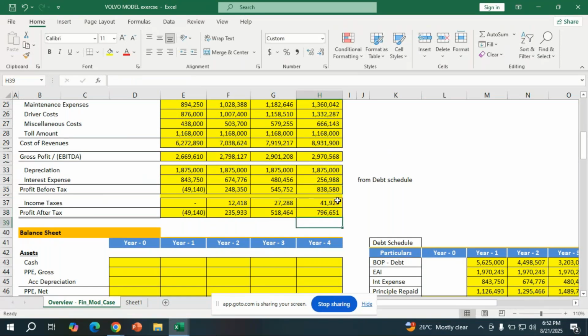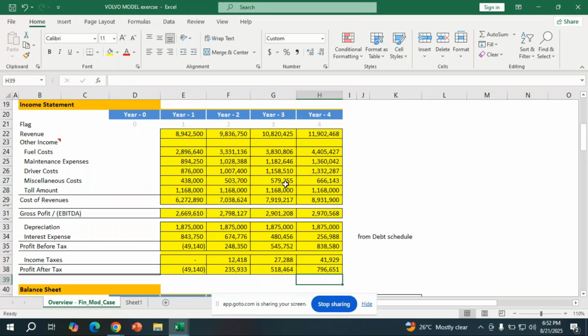Like this. You have to complete the table. So please finish up this table, the income statement, and then you go for the balance sheet calculations.